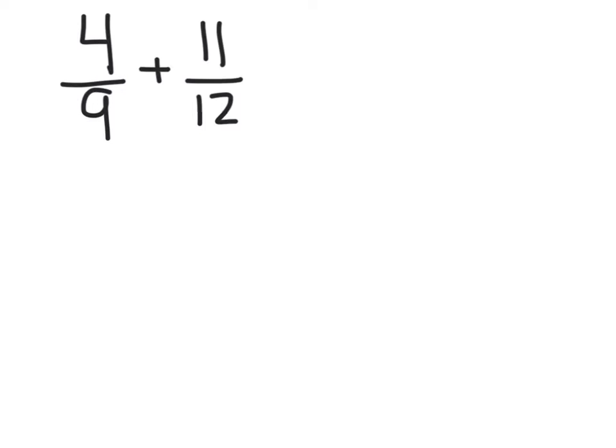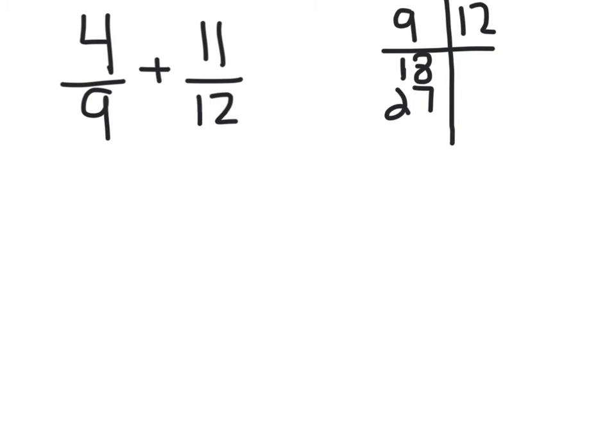So if I have 9, if I want, I can make a little T-chart if you'd like. And my multiples of 9: 9 times 1 is 9. 9 times 2, 18. 9 times 3, 27. 9 times 4, 36. 9 times 5, 45. I'll stop there because I have a nice group of multiples.